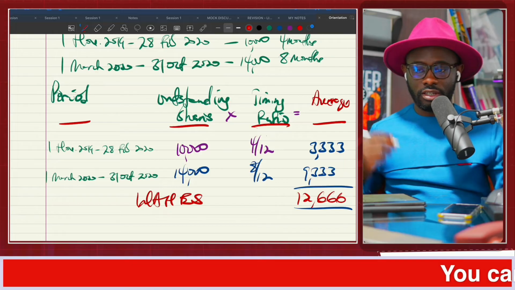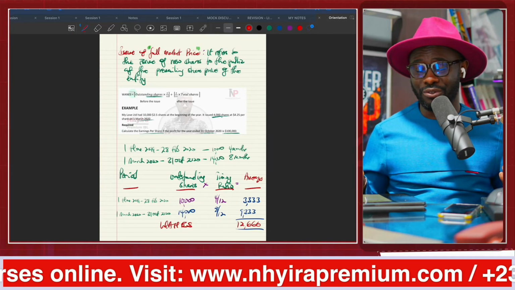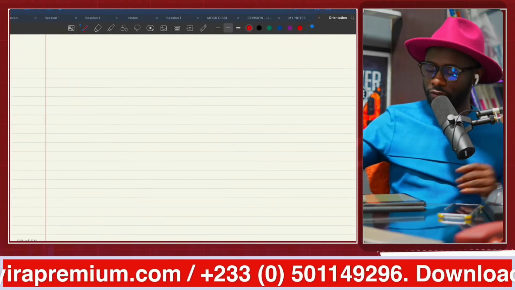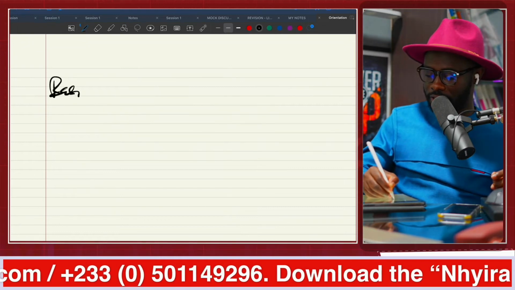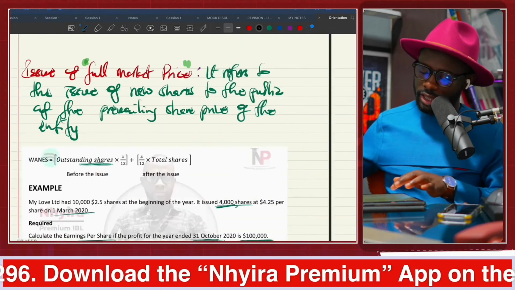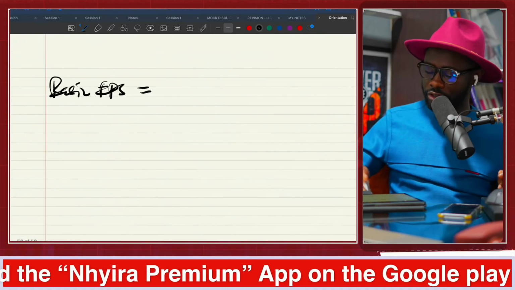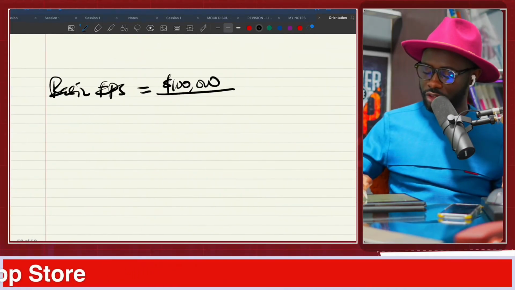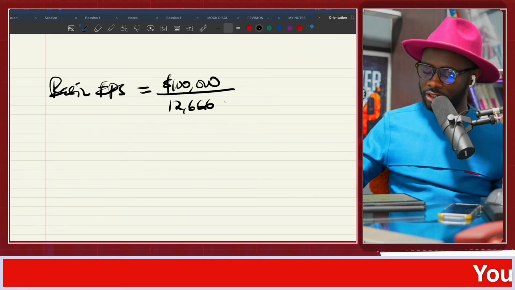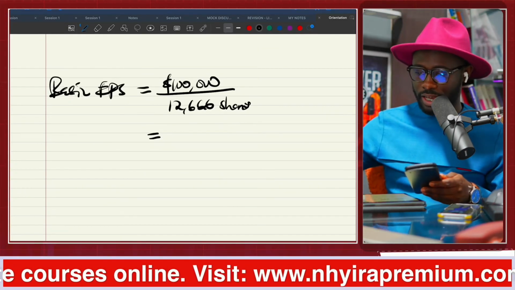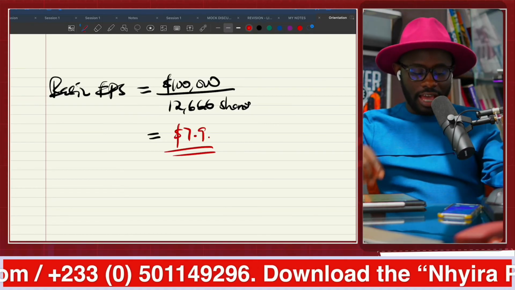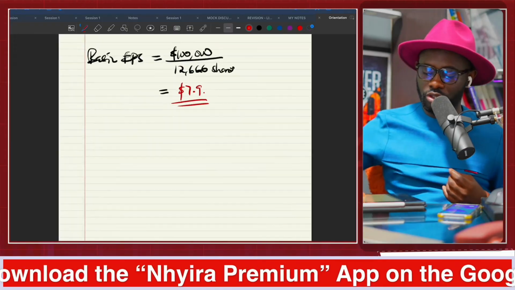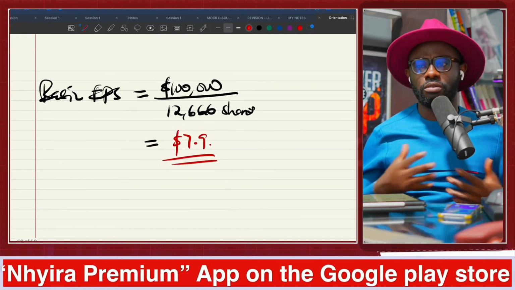12,666 shares. But that's not what the examiner said we should do, right? The examiner said we should calculate the earnings per share for the entity, the basic earnings per share, what is happening currently, and that will be the profit of $100,000 divided by the weighted average number of equity shares, 12,666 shares, and I'm getting $7.9. So that is the idea about issue at full market price, and what we do in respect of that. Very sweet, simple, straight to the point.